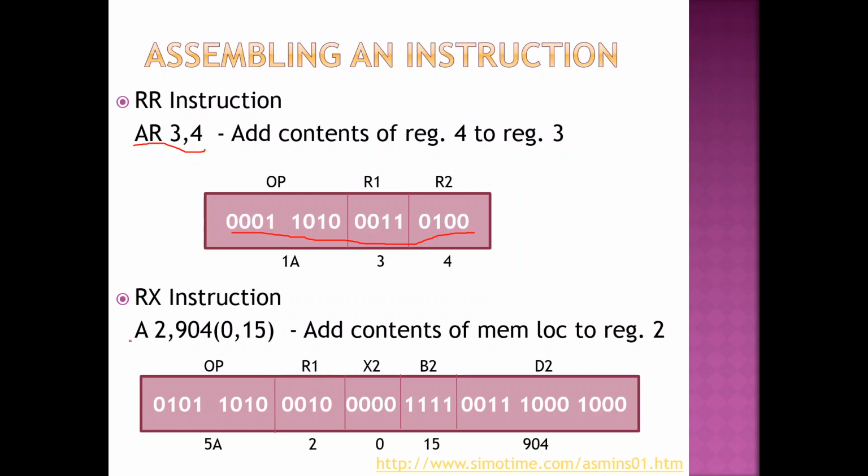Similarly, we have another instruction, an RX instruction, and we have assembled it. Just see this instruction. We have assembled it, but is assembling that easy? What are the things you should know before assembling? For example, for AR 3, 4, I have all the information with me. It is just two registers, so I have everything to convert. I know the opcode of AR. I know which first register and which second register I'm using. Yes, it is easy. I will be able to do this.